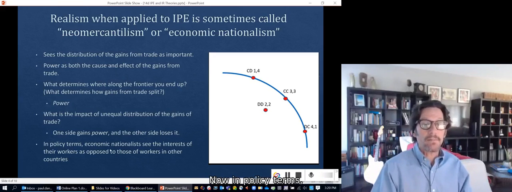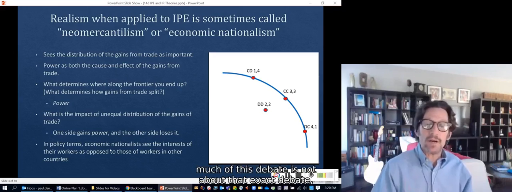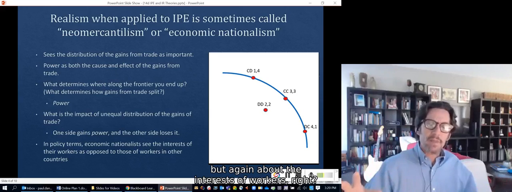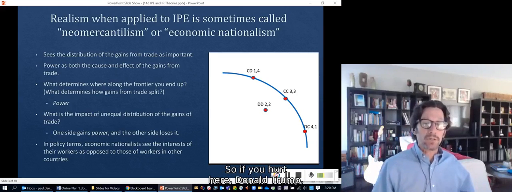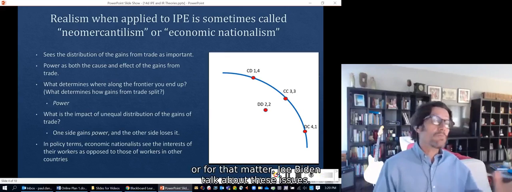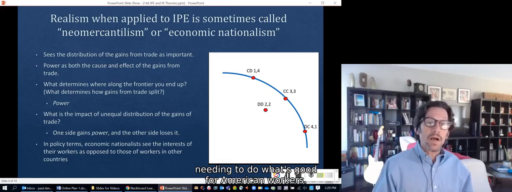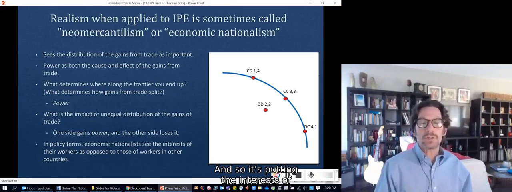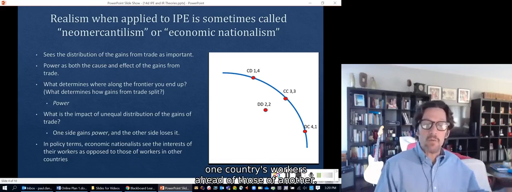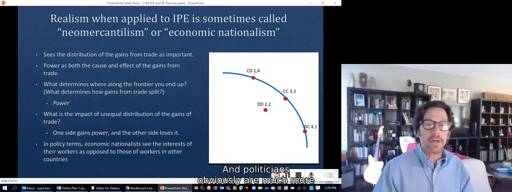Now, in policy terms, when we think about things today, much of this debate is not about that exact debate, but again about the interest of workers, right? So if you hear Donald Trump, or for that matter, Joe Biden talk about these issues, they're going to talk about needing to do what's good for American workers, right? And so it's putting the interests of one country's workers ahead of those of another, and politicians obviously are much more concerned about the workers in their own country.